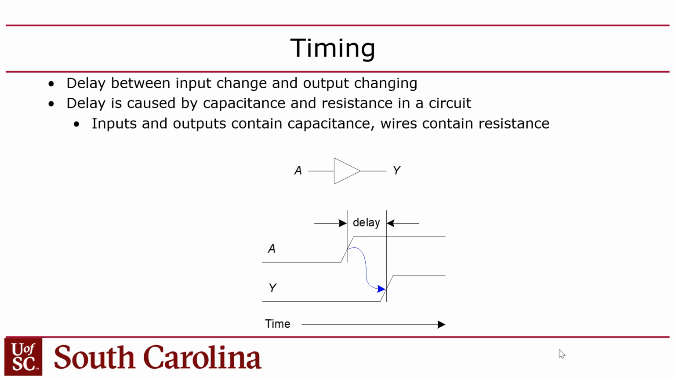Now, why is there delay exactly? What causes the delay? It's caused by the resistance and the capacitance inside the gate. And in fact, this is kind of strange. I always thought this was almost hard to believe, but that delay in seconds is literally the capacitance multiplied by the resistance. So capacitance in farads times resistance in ohms somehow gives you seconds.